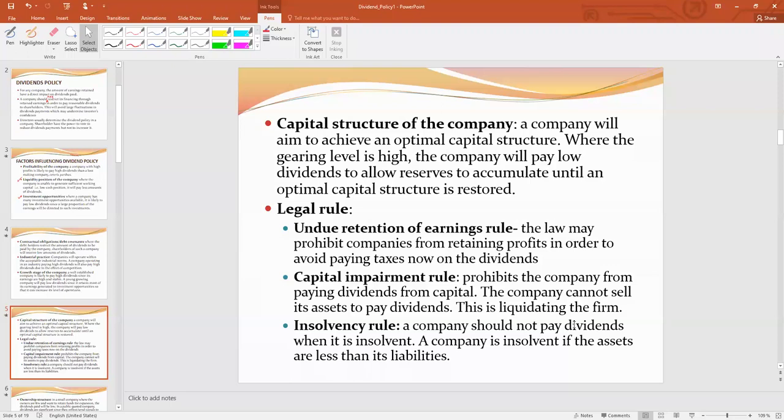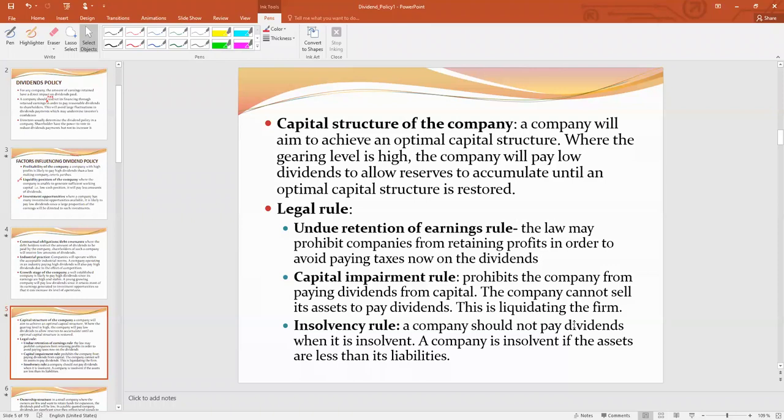If you have a case where a company is paying dividends even though there is no retained earning, it means the company is simply returning back the capital.